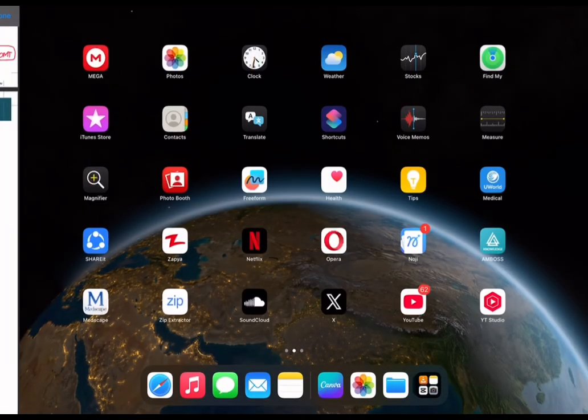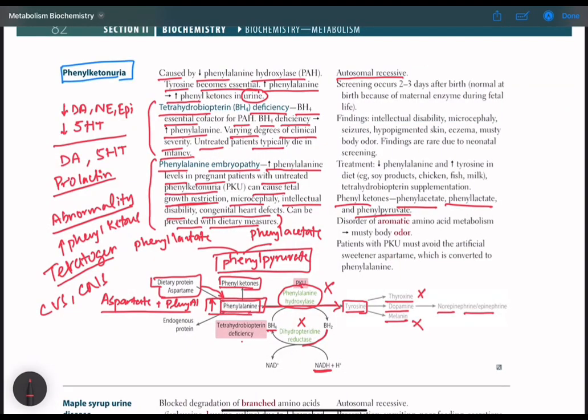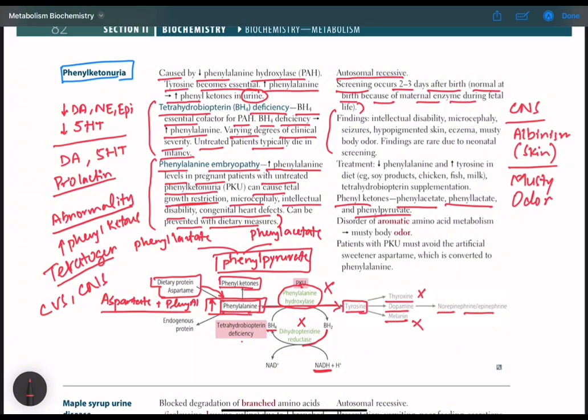Then the screening occurs 2 to 3 days after birth because the levels are normal at birth because of maternal enzyme activity during fetal life. The findings are, first of all, the high levels of phenylketones affect the CNS. Then these patients do not have melanin, so they will show symptoms of albinism in the skin. And third, we have a musty odor. So we have these three things in phenylketonuria: skin problems, CNS problems, and the odor.